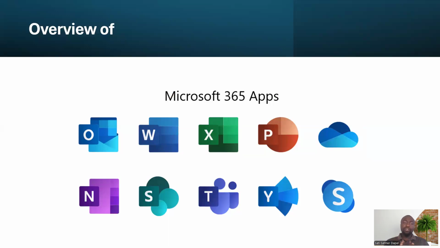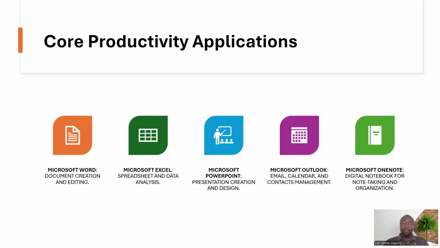Now, let's look at some of the overview applications of Microsoft 365. There are so many of them. We have Outlook, Microsoft Word, Excel, PowerPoint, OneDrive, Notepad, SharePoint, Teams, and so on and so forth. We're going to see these applications. Now, these applications, we've categorized them into different categories. So the first category we're looking at is the core productivity applications.